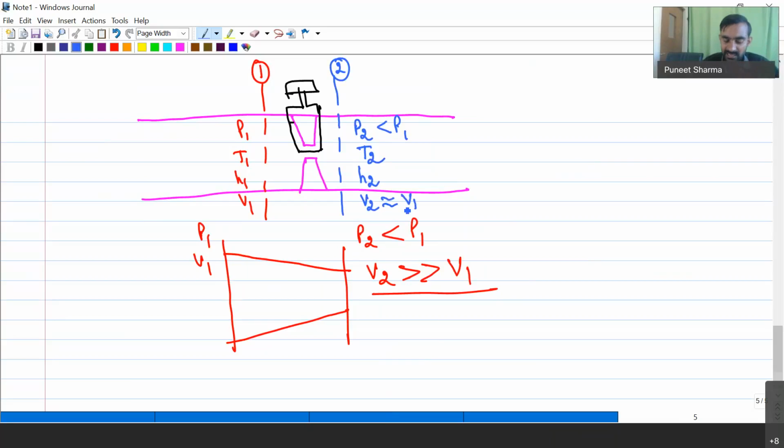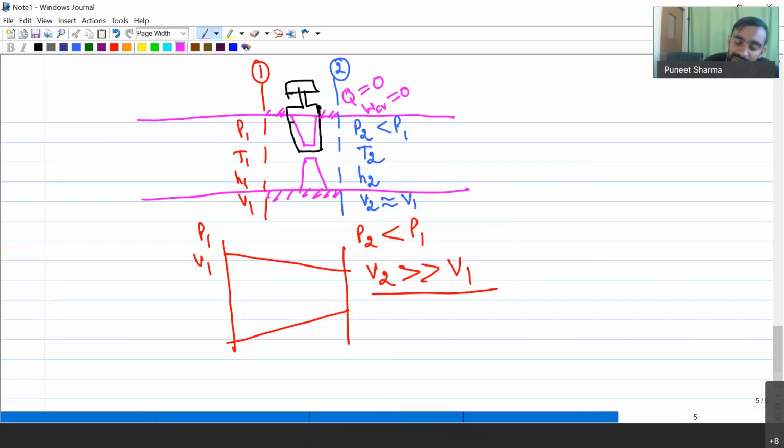Now if I consider that the boundary of this particular throttling device is insulated, it means across the boundary we do not have any heat interaction. So Q is equal to 0. At the same time, we do not have any mechanical device or arrangement made over here which can give some amount of work output. So because of that, work across this control volume is also equal to 0.